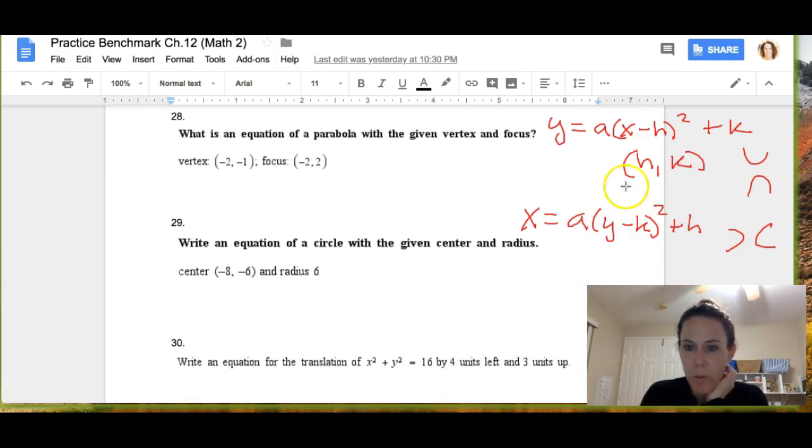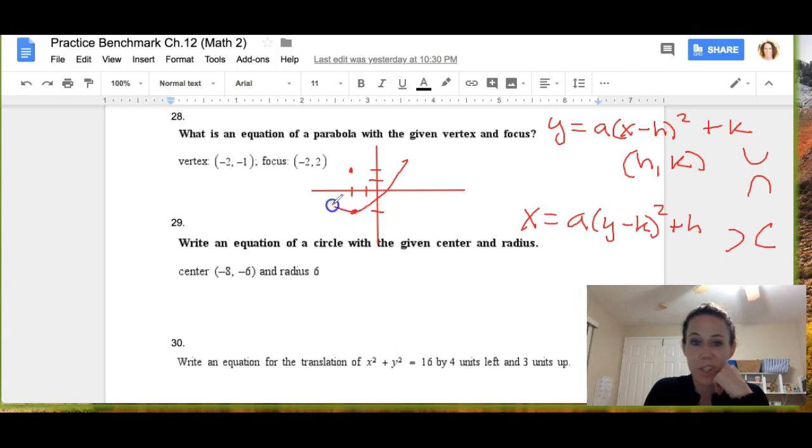Now, how do you know which one you have? Well, look at your vertex and focus. So if we have a little graph here, let's look at what we have. Our vertex is negative 2, negative 1. Here's our vertex right here. Our focus is negative 2 up 2. If this is our vertex and this is our focus, we know our focus is inside our little parabola.